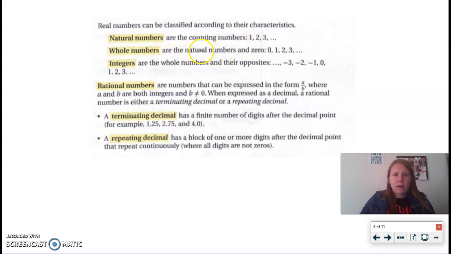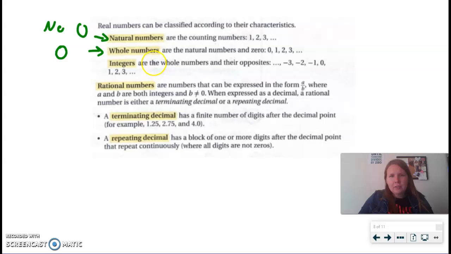Your whole numbers are your natural numbers, so that would include your 0. I could write myself a little note: no 0 for your natural numbers, and whole numbers include 0. Integers, as we've continued to talk about adding, subtracting, multiplying, and dividing integers, are the whole numbers and their opposites. So I can have negative values, -3 and its opposite, +3, -2 and its opposite, 2, and 0 still counts in my integers.